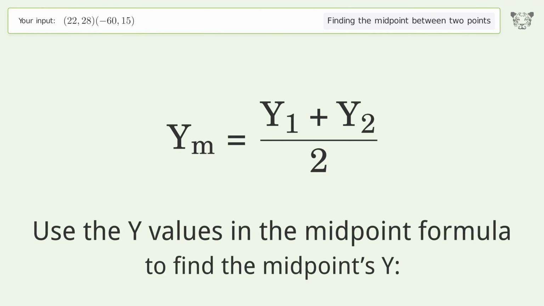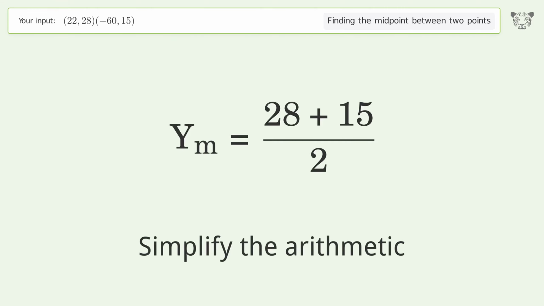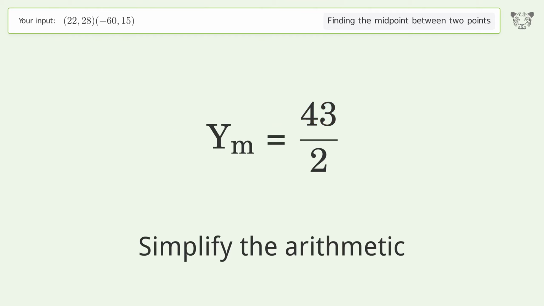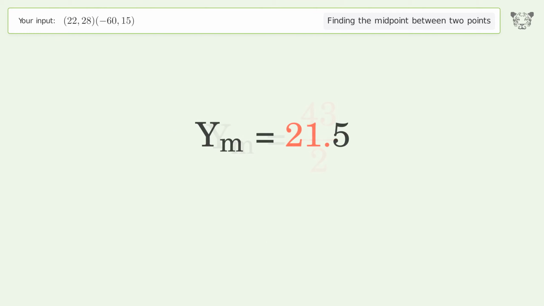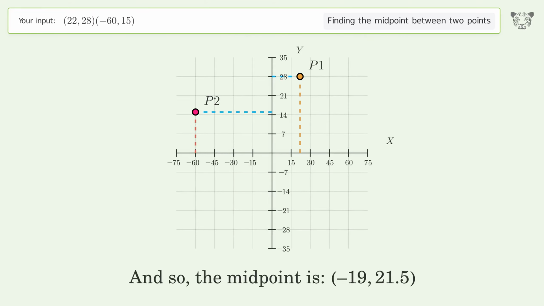Use the y values in the midpoint formula to find the midpoint's y. y1 equals 28. y2 equals 15. Simplify the arithmetic. And so, the midpoint is negative 19, 21.5.